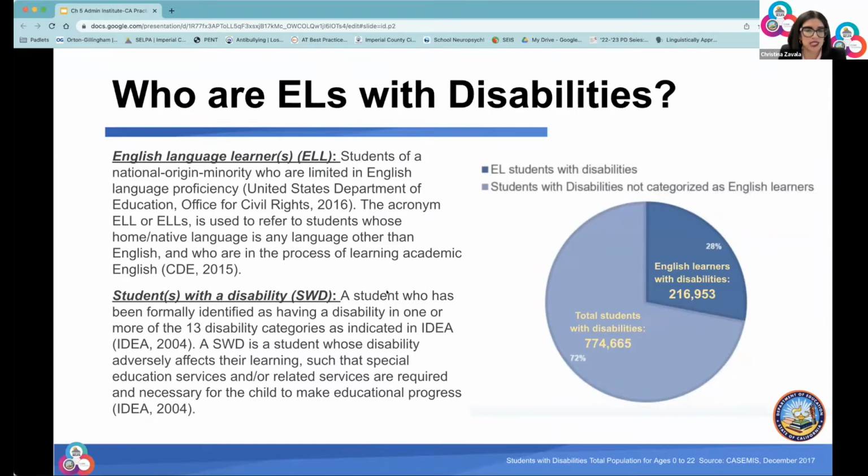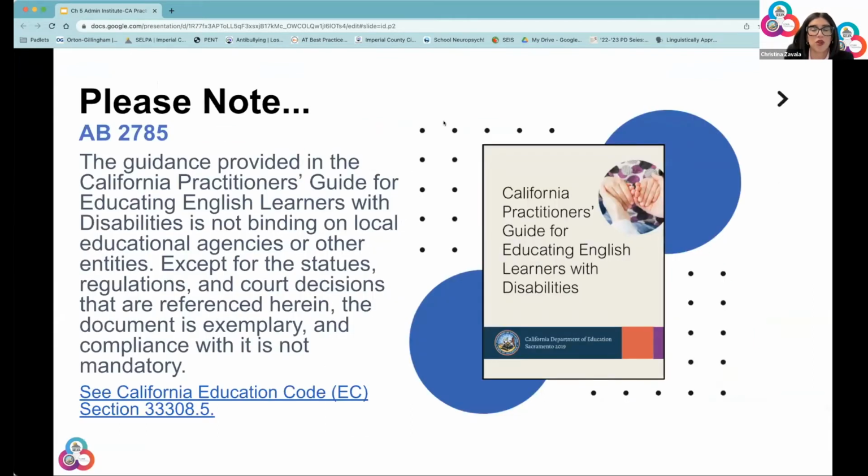And our students with disabilities are students that have been formally identified as having a disability in one or more of the 13 disability categories as indicated by IDEA. The disability is found to be so significant that it is adversely impacting their ability to make educational progress. In the state of California, 28% of our students identified as having a disability are identified as being English learners.